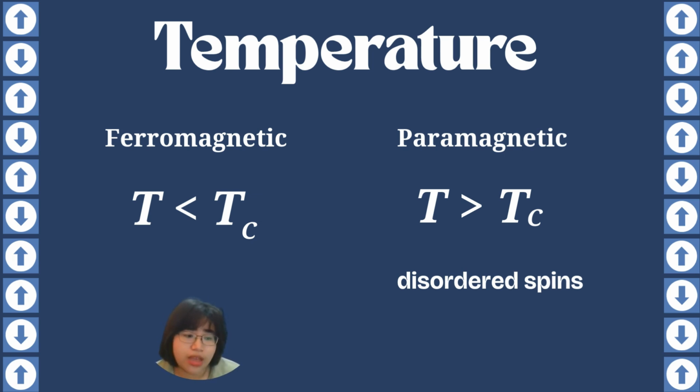Kapag malamig or low temperature, low yung T, gusto ng system na mas maging ordered. Kumbaga, gusto nilang mag-align. Pero kapag mainit, high temperature, ang mga spin ay parang nagkakagulo, very chaotic, kasi wala silang paki sa numbers nila.